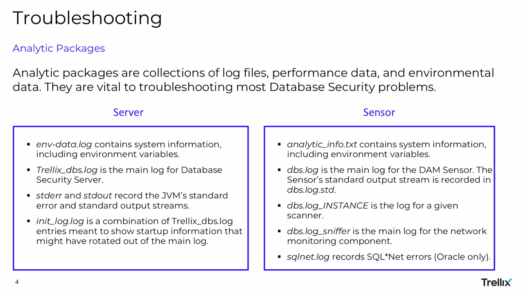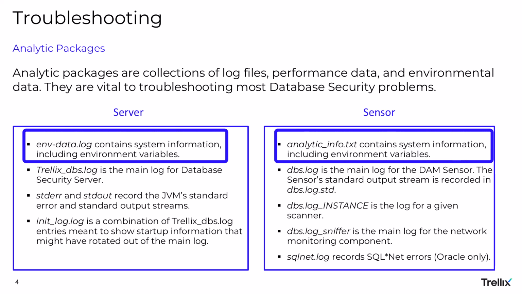Examples of ad hoc logs are the env-data.log and analytic_info.txt, which contain system information. The former contains environment variables, JVM properties, and details about the database security server. The latter contains directory listings, environment variables, system details, and details about the sensor. Neither file exists on the system until the analytic package script is run, and then they are deleted immediately after.